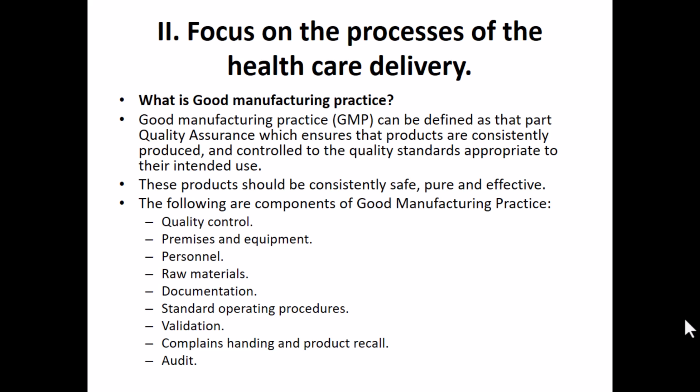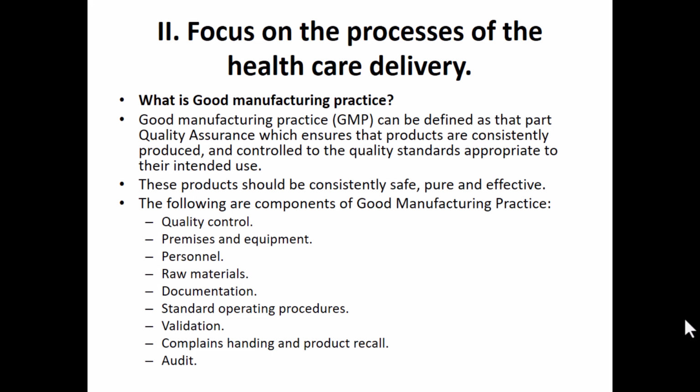So we are going to look at something new today, and that is what they call good manufacturing practices. So we need to define what they are. What are some of the good manufacturing practices that you may find, or what are the components of a good manufacturing practice? So good manufacturing practice can be defined as that quality assurance which ensures that products are consistently produced and controlled to the quality standards appropriate to their intended use.